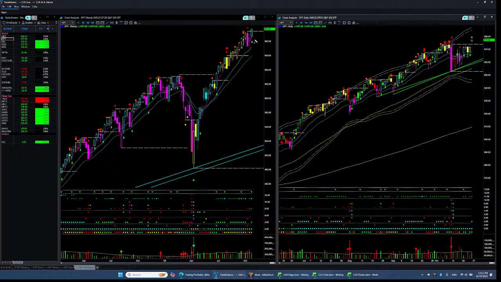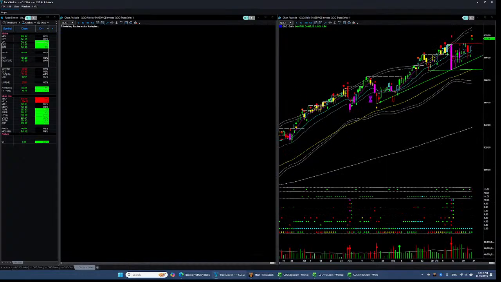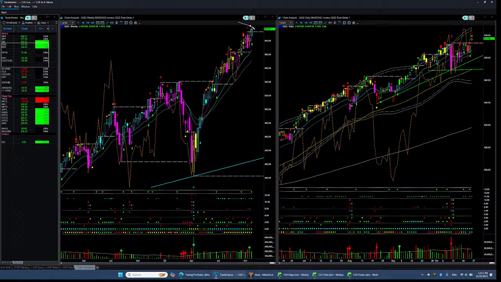SPY looks very much like total view, new all-time high in weekly and daily, but we have a bearish indecision in daily, getting stretched in jump. But still it is very much in an uptrend, no doubt about that. QQQ, new all-time high in weekly, daily, interestingly again had one bearish indecision at the top, jump is getting stretched.